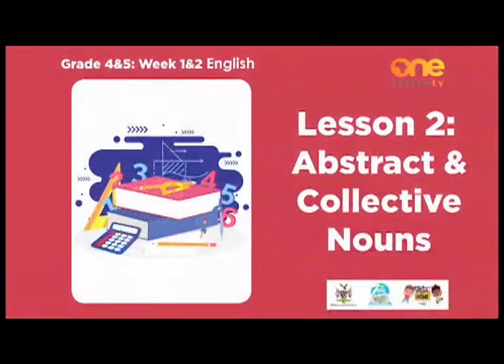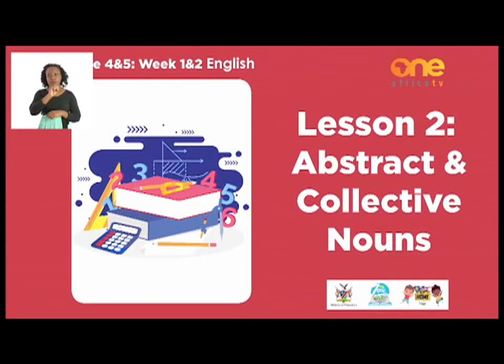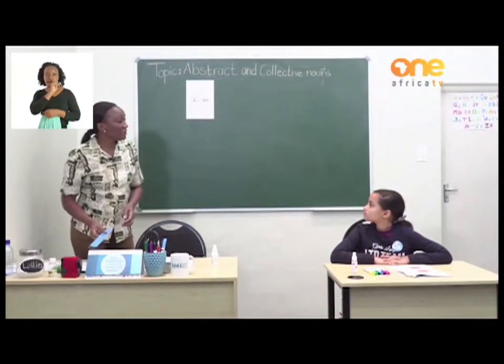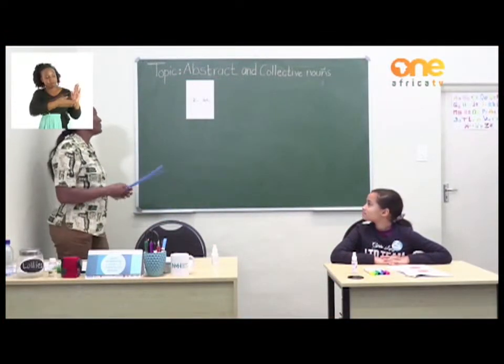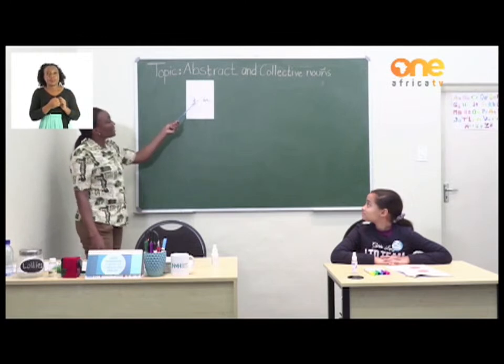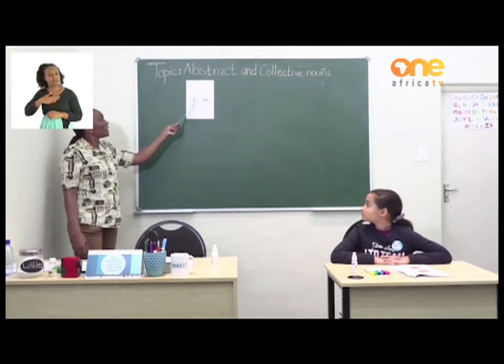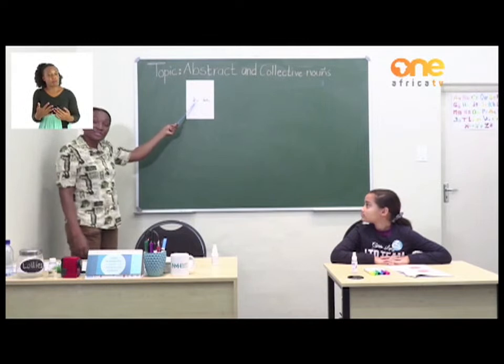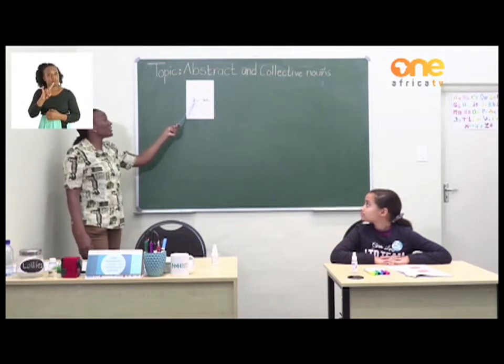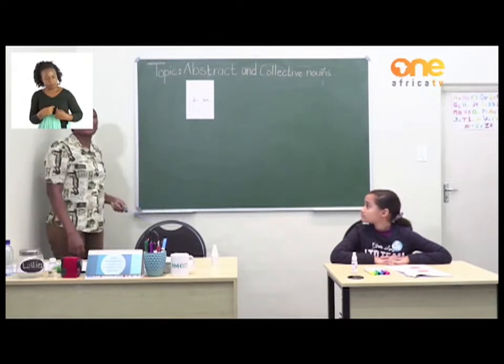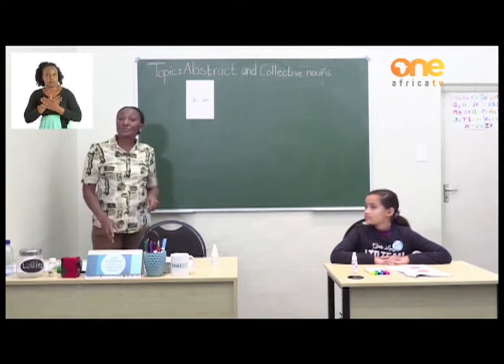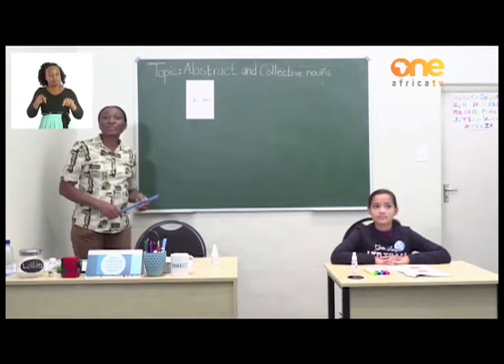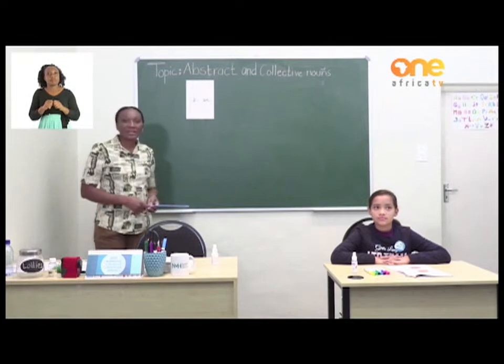Today's topic will be about abstract nouns and collective nouns. So I want you to look on the board. How does this dog feel? Well, as you can see, the dog is carrying the heart. So this dog feels love. Right. So today's lesson, we are going to talk about abstract nouns.